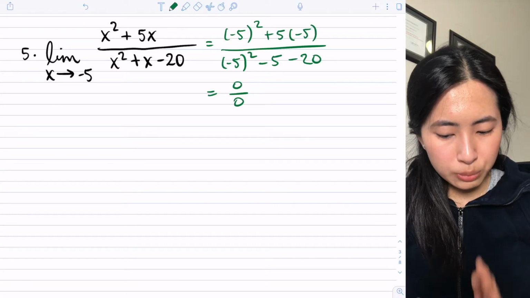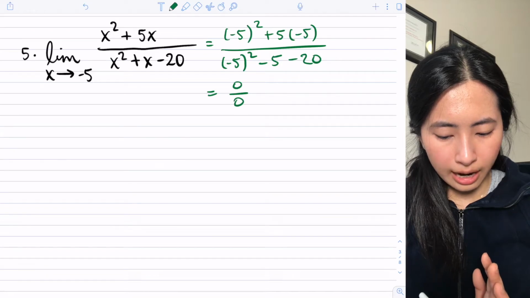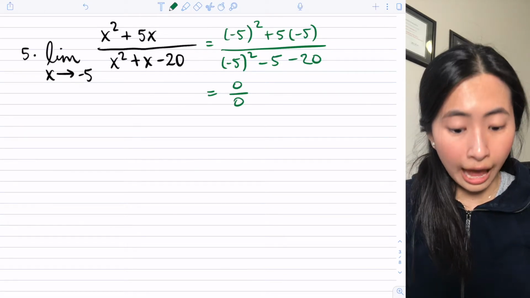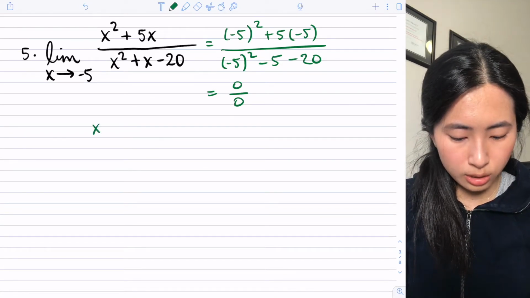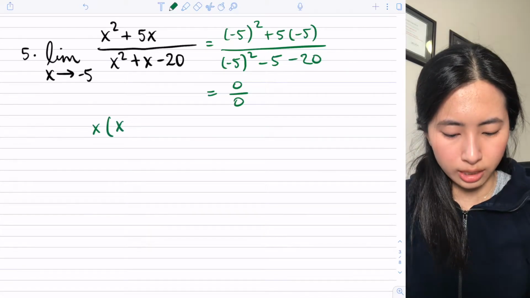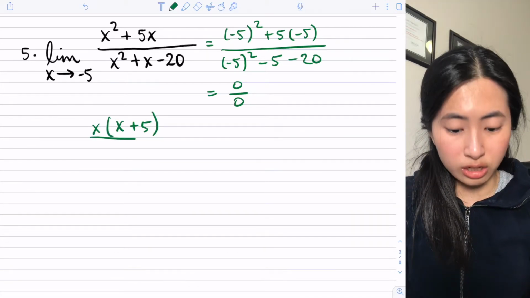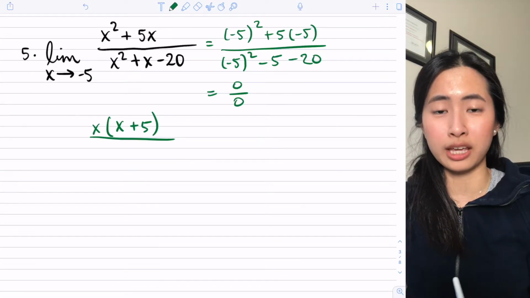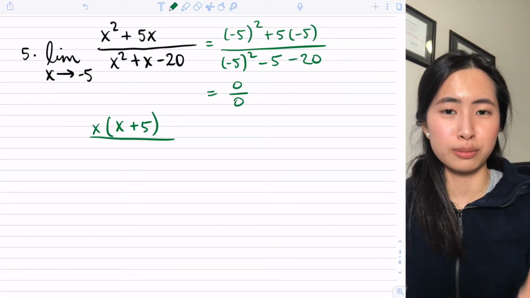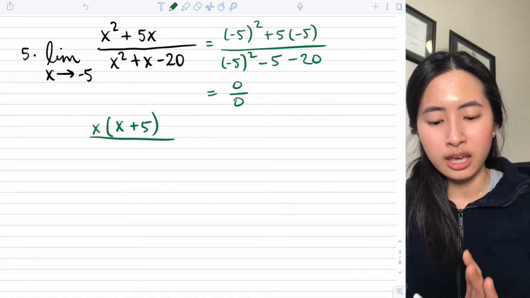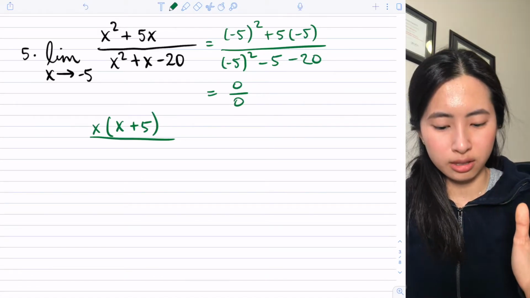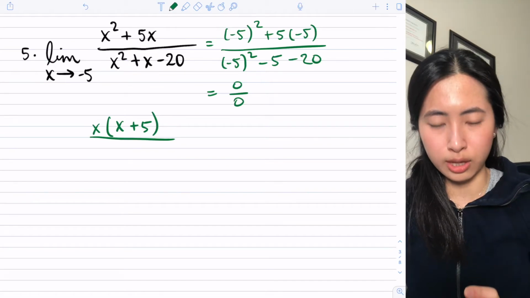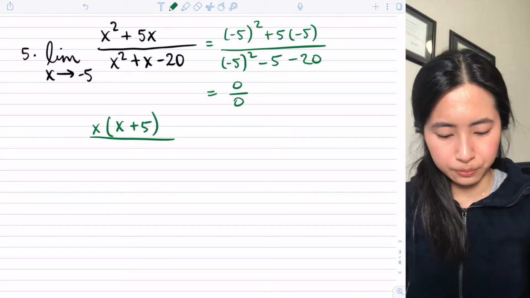If we look at our numerator, we see that we can have a greatest common factor, which is x. So we factor out x and we're left with x plus 5. Now for our denominator, we see that it's a quadratic expression. So again, you need to think of two factors. You multiply them together, you get negative 20. And when you add them together, you get just positive 1 because the coefficient of x is 1.